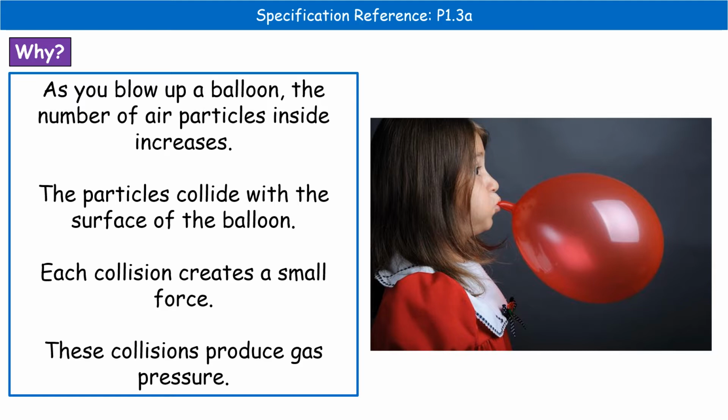So what we start off with, great example, something we all know, is if we blow up a balloon. At the point that you're blowing up a balloon, you're increasing the number of air particles inside it. Those particles are obviously moving, they're a gas, and they're going to collide with the surface of the balloon. Every collision creates this small force, and it's those collisions and that small force that is going to be the pressure of the gas, pushing the balloon outwards so it expands.